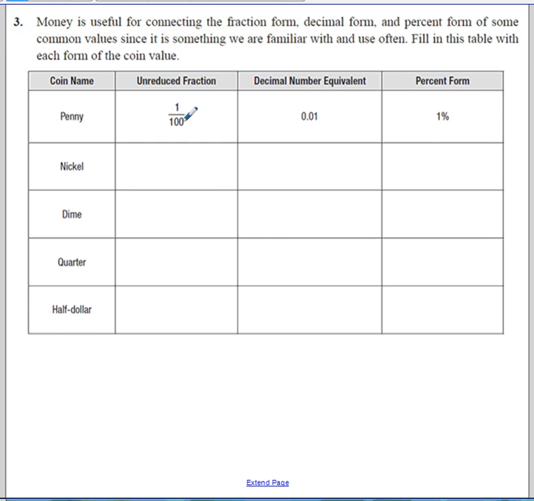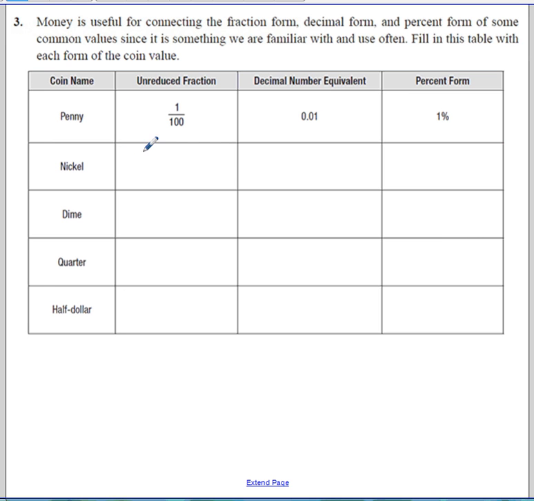It takes 100 pennies to make $1. So a penny is 1/100th of $1. And as a decimal, it's 0.01, and a percent is 1% of $1.